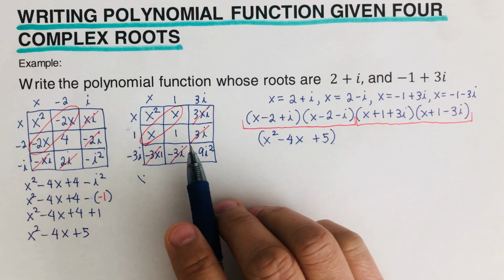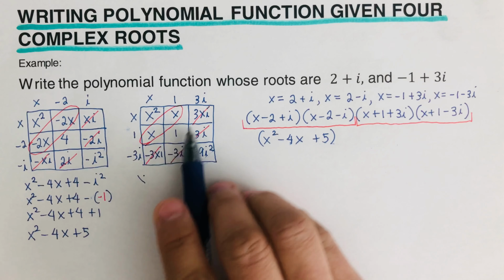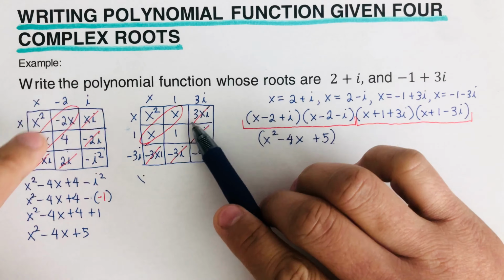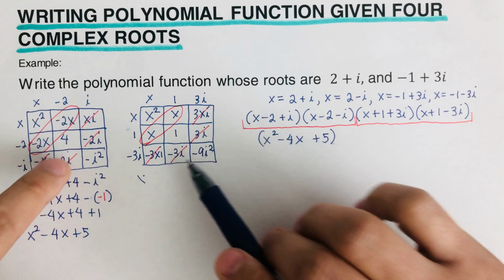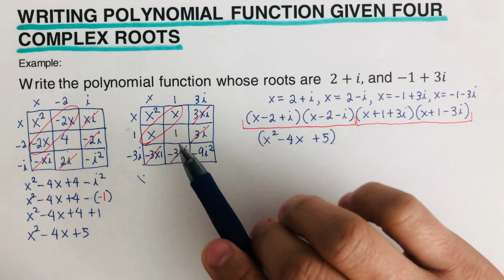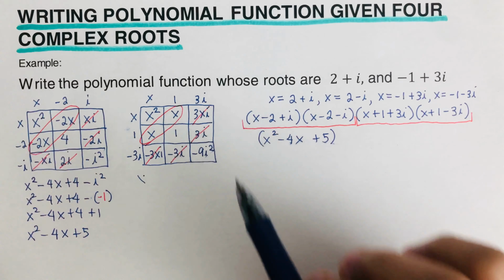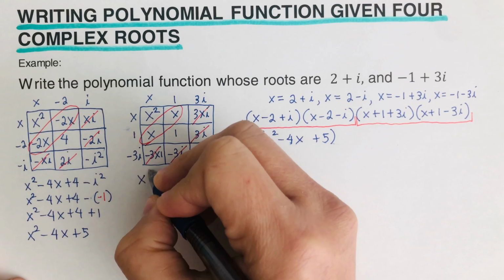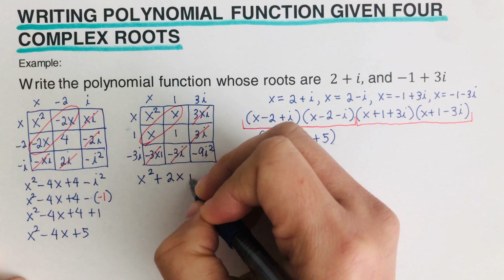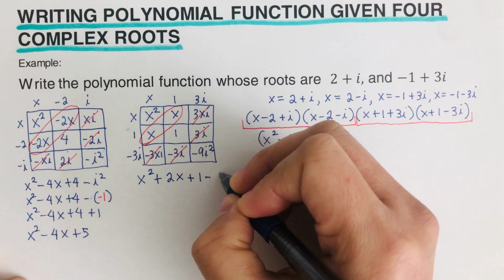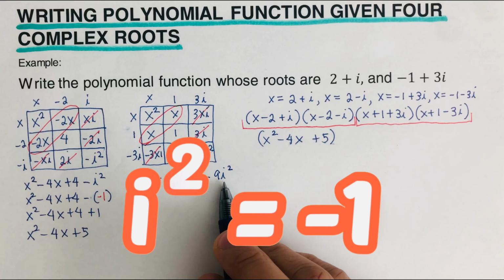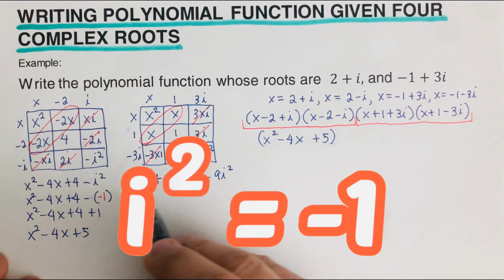Okay, so what I did was I crossed out this one. As you can see, these boxes will always get crossed out when we are multiplying these two factors. So then these boxes get crossed out. So the leftover here would be x squared plus 2x plus 1, and then minus 9i squared. Again, we remember i squared is equal to negative 1. So then I am going to simplify this.